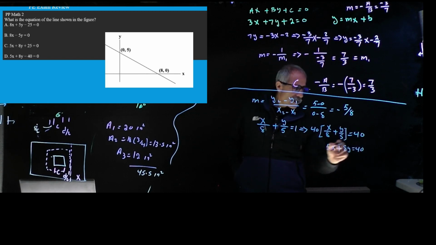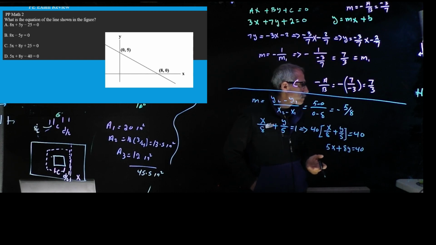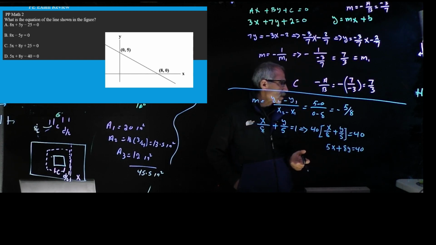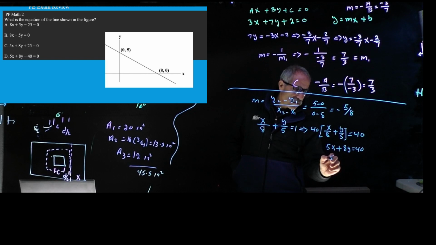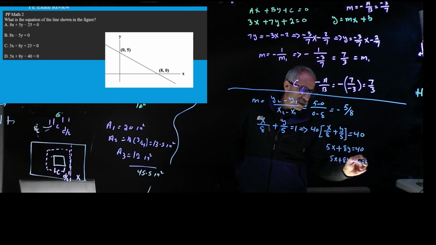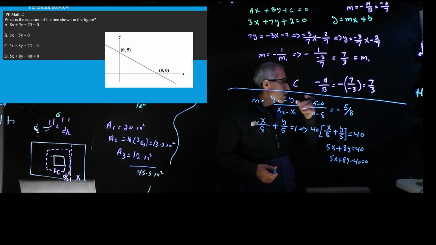And you look at the question, number D will take care of it. Or we can say 5x plus 8y minus 40 is equal to 0. Once you see the 40, only one of them has the 40 in it, so you don't have to go further than that.